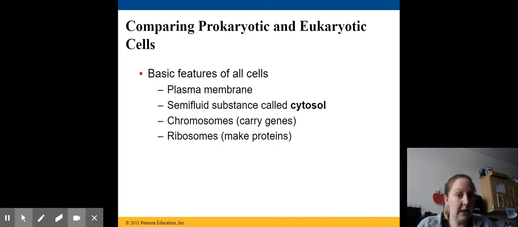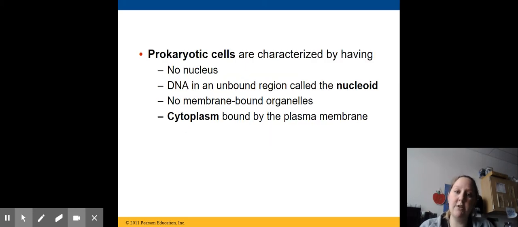Prokaryotic cells are very basic, where eukaryotic cells are much more complex. But no matter what type of cell you're looking at, all cells have a plasma membrane, a semi-fluid substance that is called cytosol, chromosomes that carry genes, and ribosomes that are responsible for making proteins. Prokaryotic cells are characterized by having no distinct nucleus. That means that their DNA is in an unbound region in the cytosol, called a nucleoid. There are no membrane-bound organelles, and the cytoplasm is bound by the plasma membrane itself.